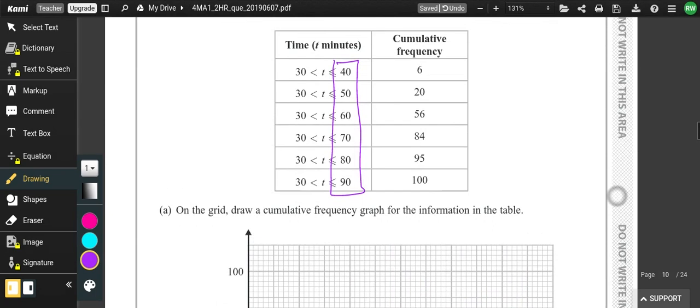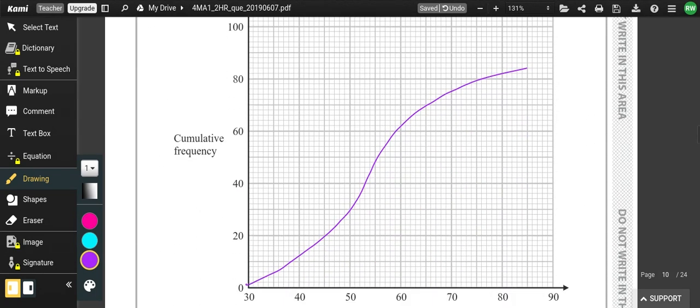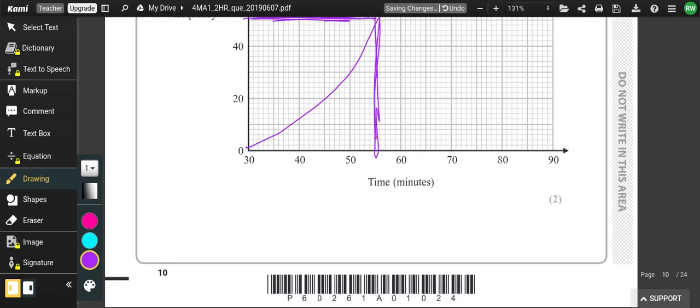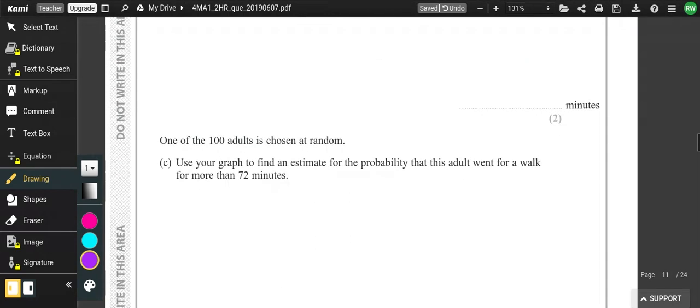So the total is 100, so we're going to go across at 50, and you're going to read that off, do that with a straight line, and read that off down there. So the median in my case is 55, but I think the actual answer was about 57.